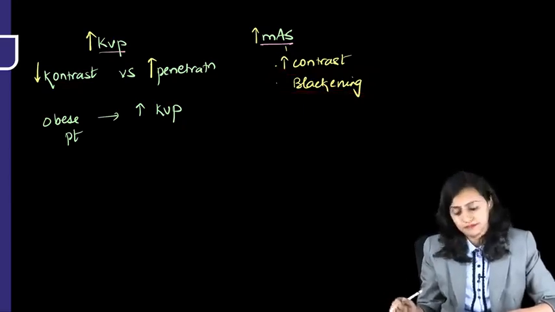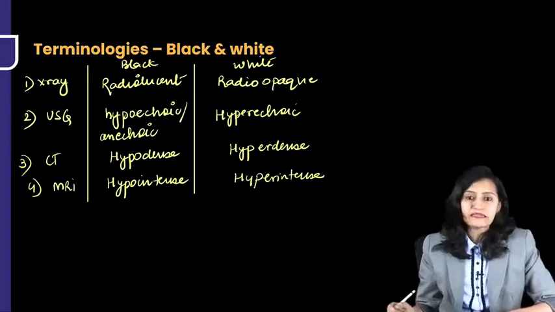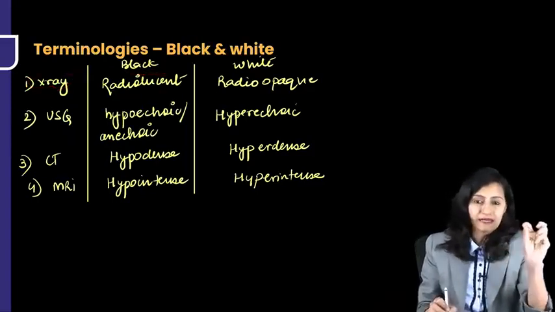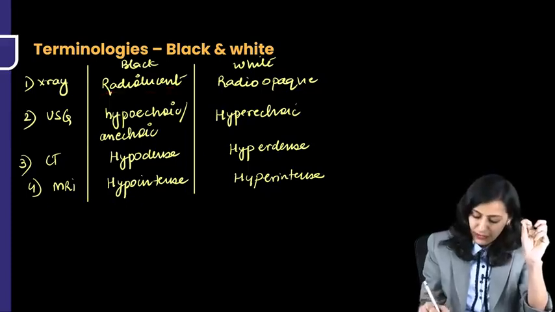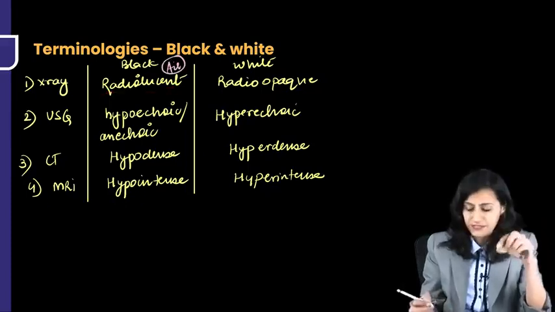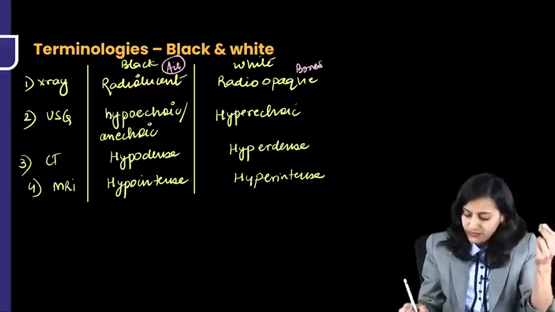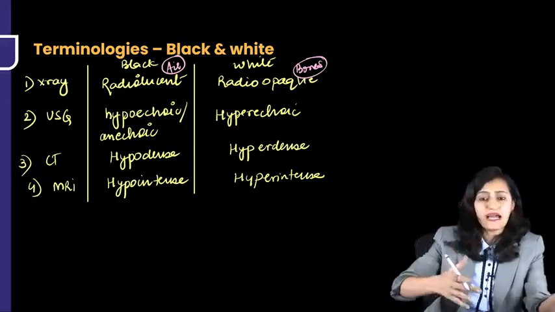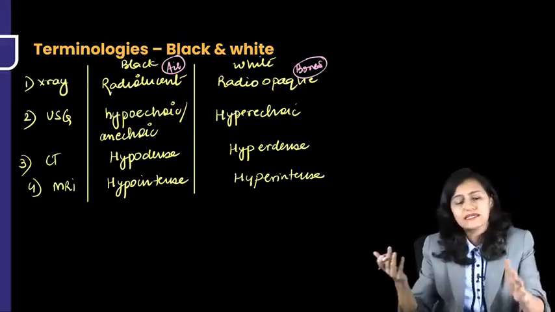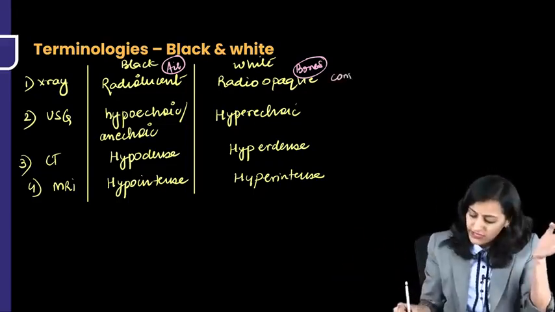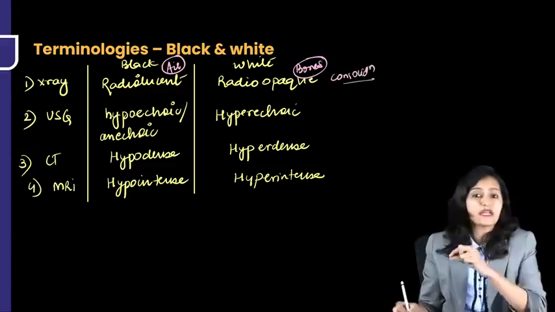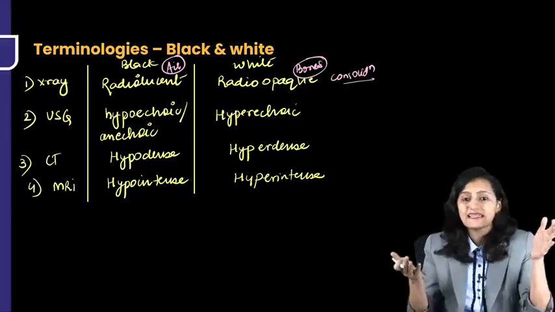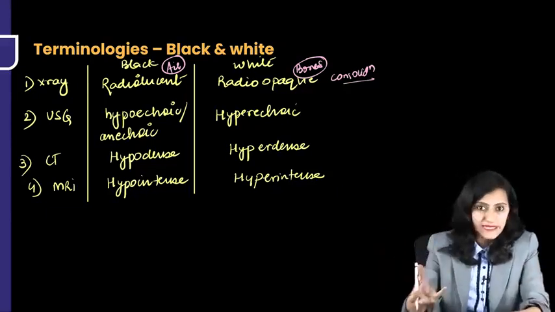Now going to the terminologies, the black and white in the various modalities. In a radiograph, something which appears black, like air, that is radiolucent. Air is radiolucent. Bones are radio-opaque, that is white. So remember in X-ray, whatever has less density appears more black. Something which is more dense appears white. So for example, when there is consolidation in the lung, consolidation means solidification. So air is replaced by something more dense. That is why consolidation appears white, right?